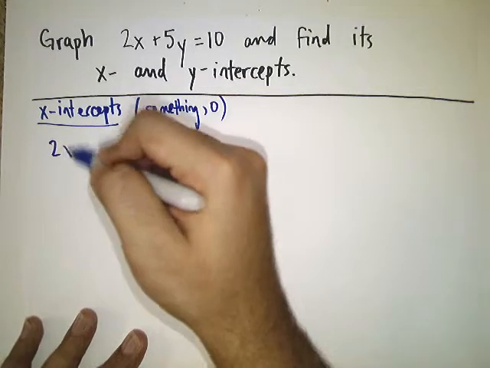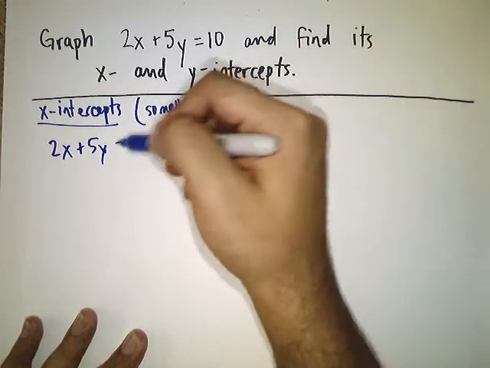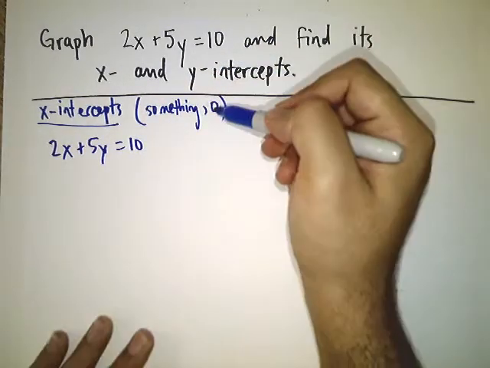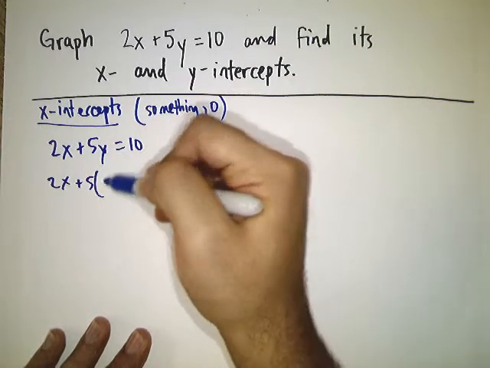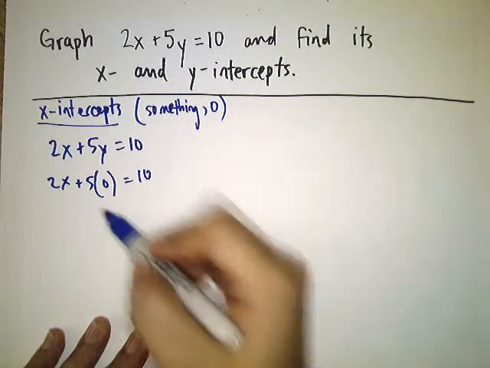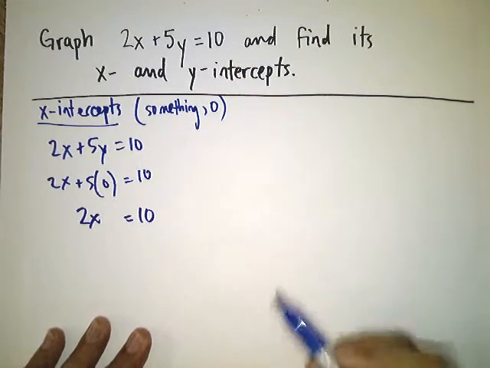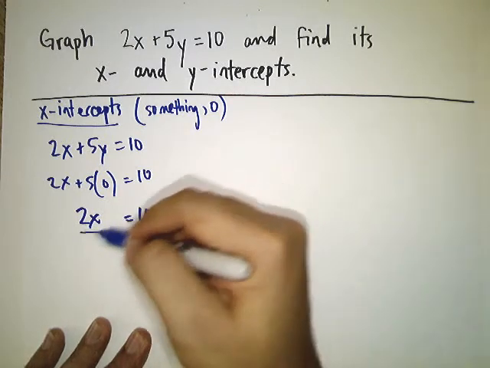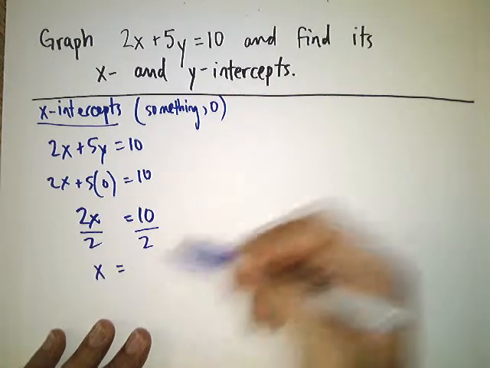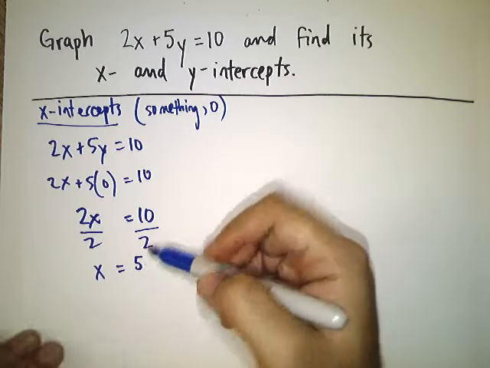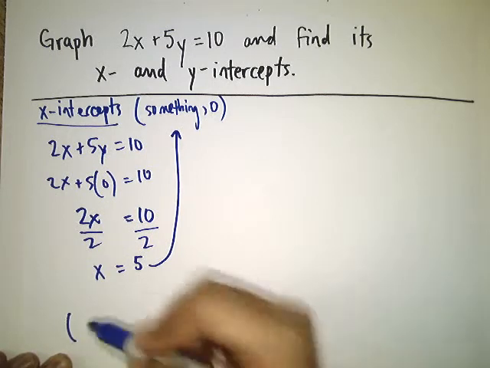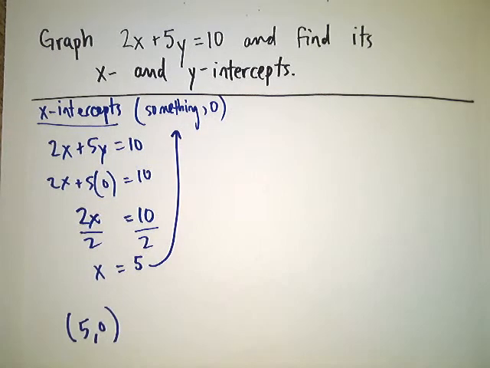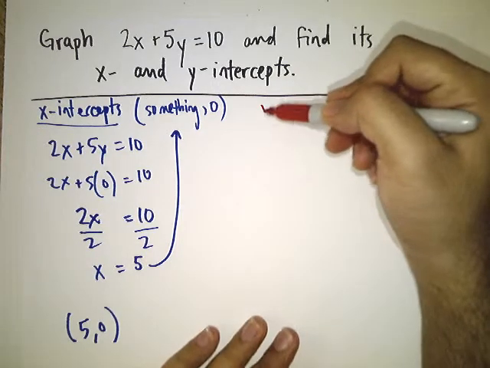So 2x plus 5y equals 10. We'll plug in 0 for y, because that's the one we know. 2x plus 5 times 0 equals 10. Well, that's 2x equals 10. We'll divide both sides by 2. x equals 5. And that 5 is the something we were looking for. So the point we're looking for here is 5, 0. Now let's do it for the y-intercept.